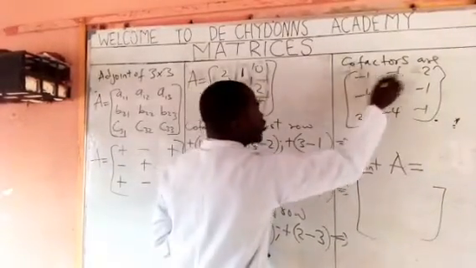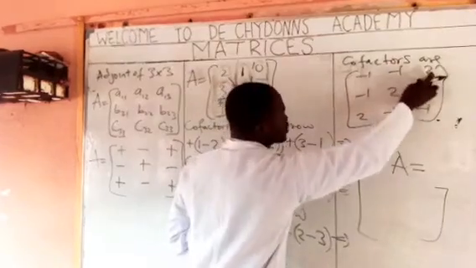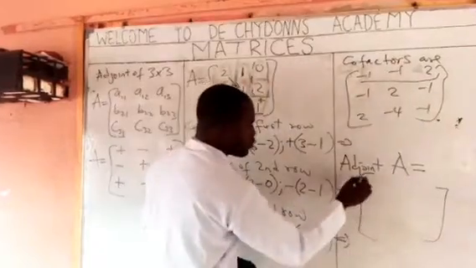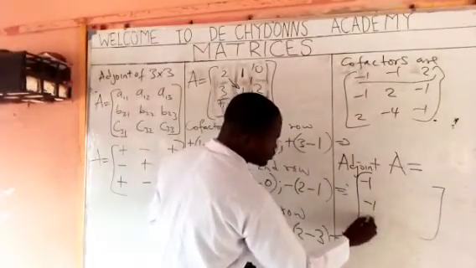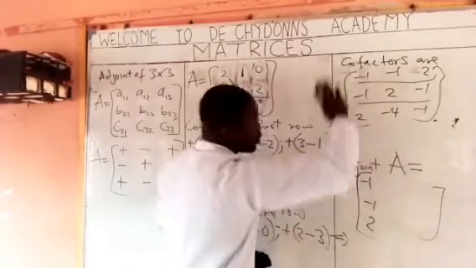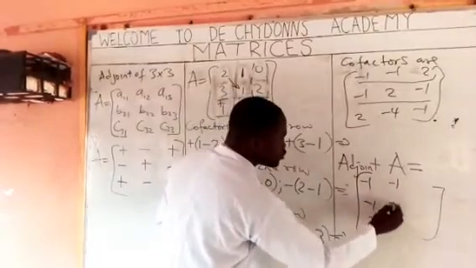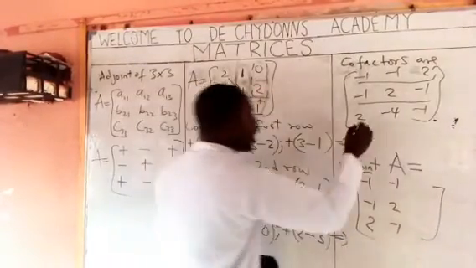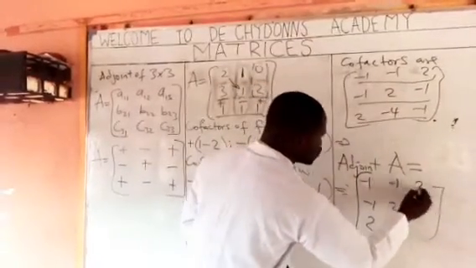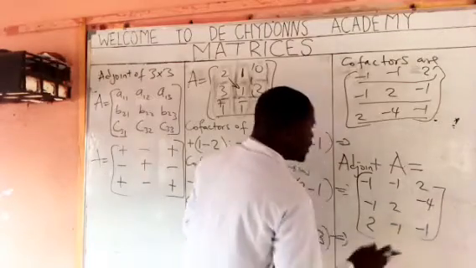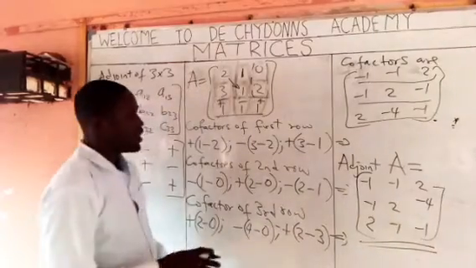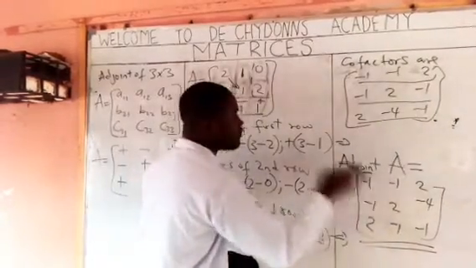Transpose it. The first row is -1, -1, 2. Carry this row and put it to be the column. The second row, -1, 2, -1. Turn it to be the column, -1, 2, -1. The third row, turn it to be the column. This is 2, -4, -1. This is the adjoint of the given matrix. I repeat, this is now the adjoint of the given matrix.